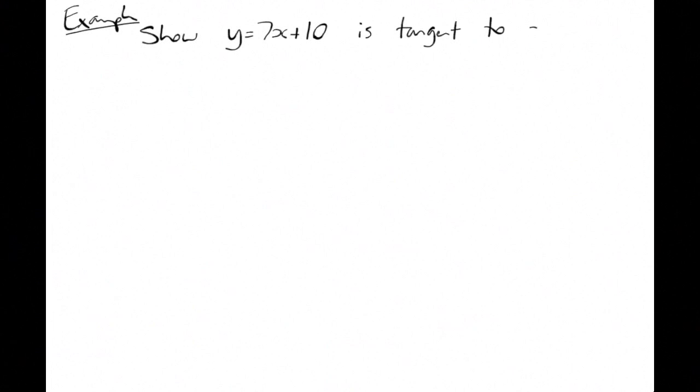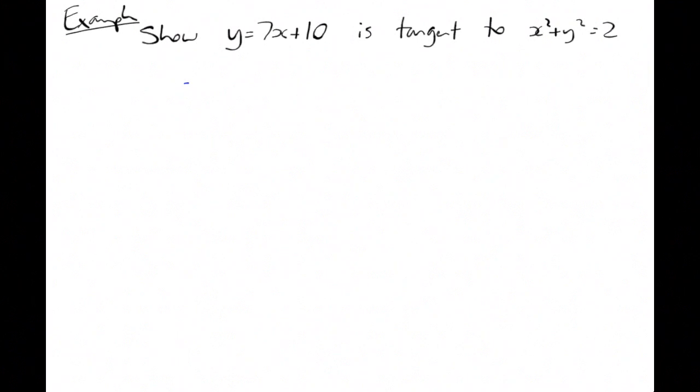Another example about tangents. Show that y equals 7x plus 10 is tangent to x squared plus y squared equals 2. x squared plus y squared equals 2 is a circle with centre the origin and radius root 2. y equals 7x plus 10 is a nice straight line. If they're going to be tangent, that means that they share the same x and y values at the same time, simultaneously, which means we're going to have to do a simultaneous equation. The good thing about it being tangent is that there should only be one solution to that simultaneous equation. It should be the same solution twice.